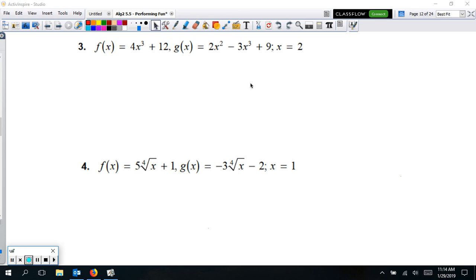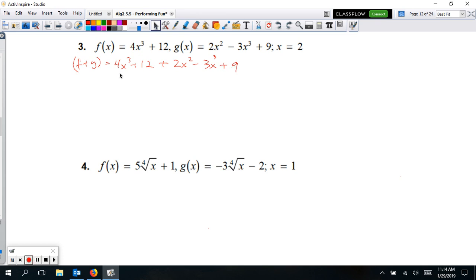Okay, so here we are, starting with f plus g again. So f plus g, we're going to add these two functions together. The f right here, 4x to the third plus 12, and we're going to add it to the g right here. Now notice I didn't put any parentheses. I don't need to when it's a plus because that does not affect anything over here. I'm just going to be combining like terms.